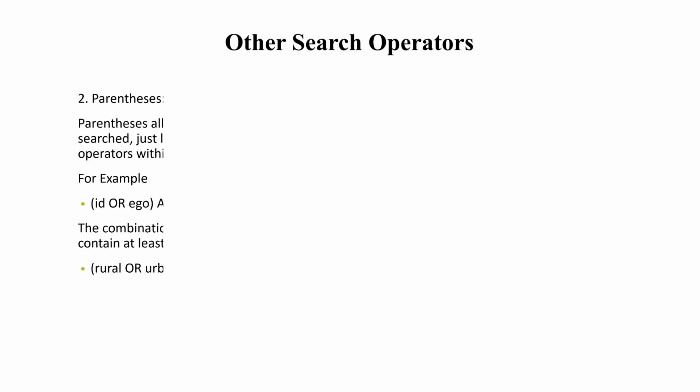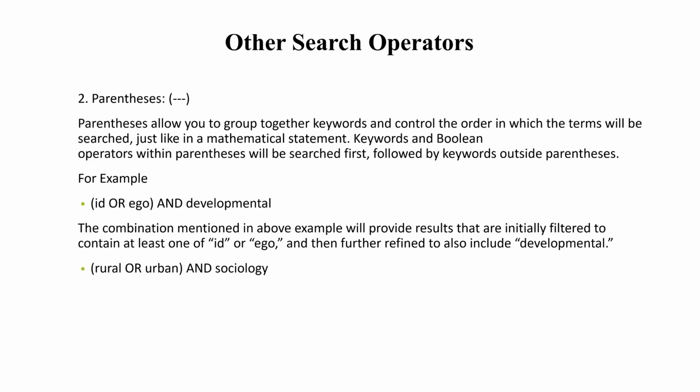There are other operators which are in use. One is called parenthesis, and I am showing this parenthesis operator over here using some examples. Say, for example, if I put rural or urban and sociology, but in between rural and urban we put a parenthesis, then it will display all the results that come from rural sociology as well as urban sociology.